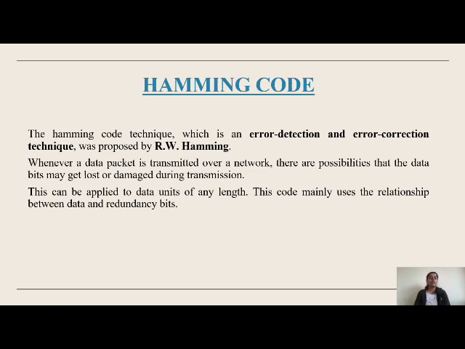The Hamming code technique, which is an error detection and error correction technique, was proposed by R.W. Hamming. Whenever a data packet is transmitted over a network, there are possibilities that the data bits may get lost or damaged during the transmission. This can be applied to data units of any length. This code mainly uses the relationship between data and the redundancy bits.